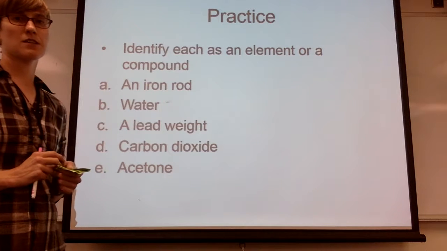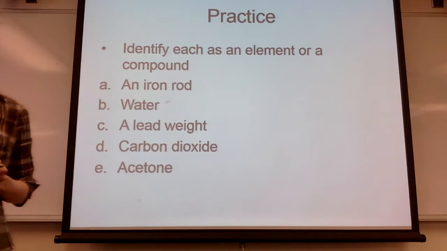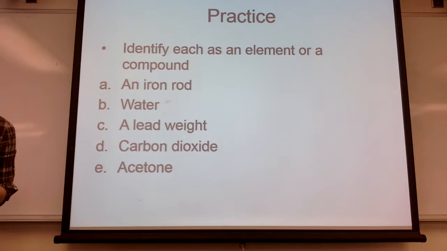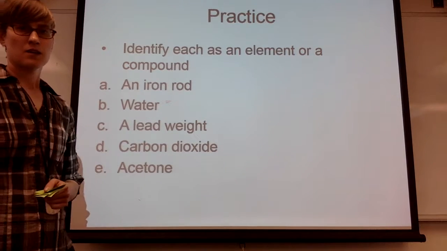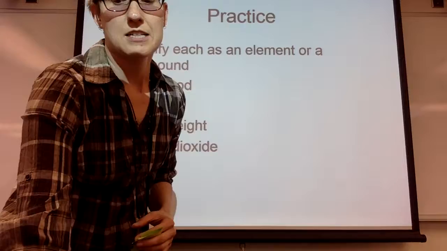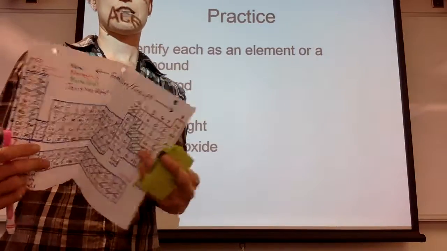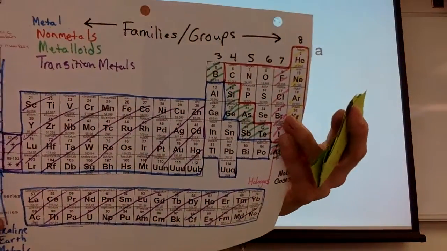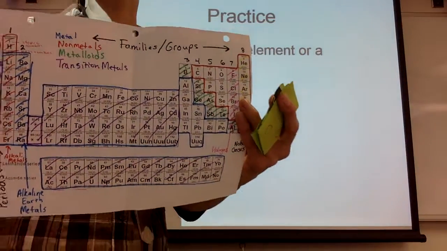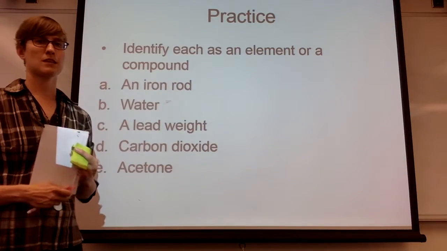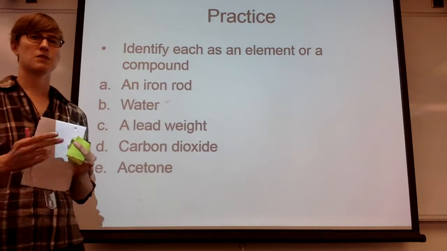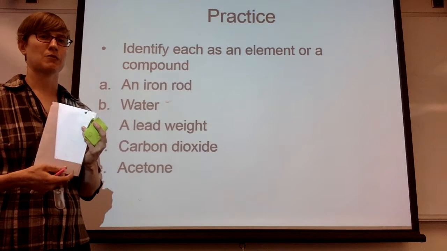Okay, I'd also like you to identify each of these as an element or a compound. So an element is when you have one element by itself, such as one that's found on the periodic table. If it's not found on the periodic table, if you can't find the name of it on the periodic table, then it's probably a compound. So take a few minutes and see if each of these is an element or a compound.